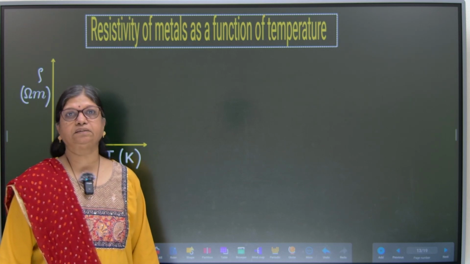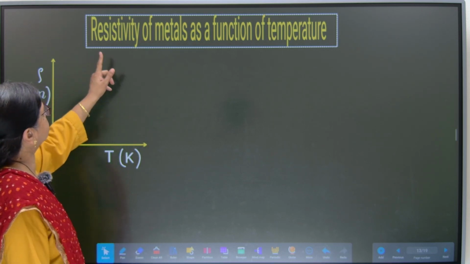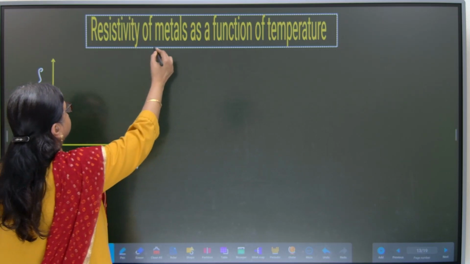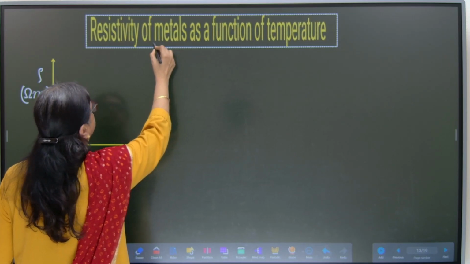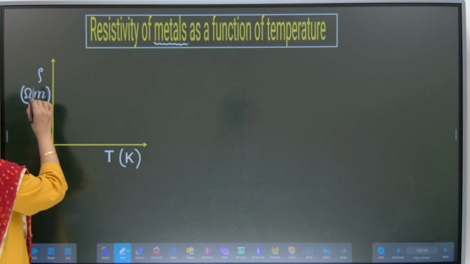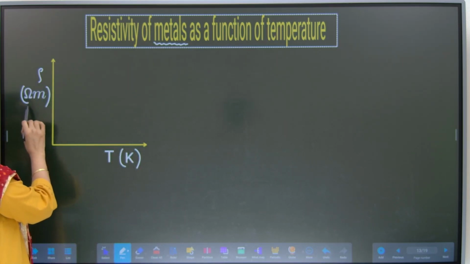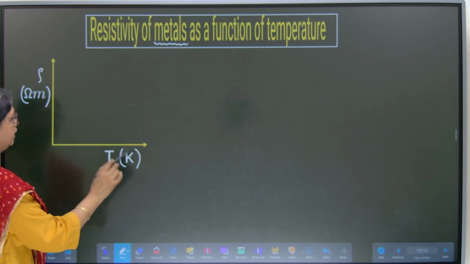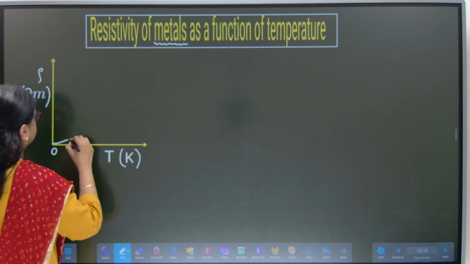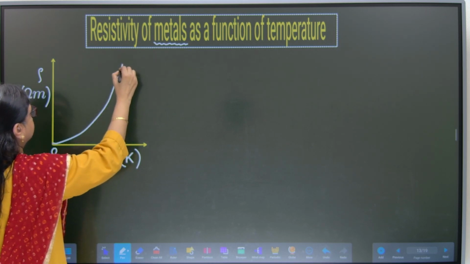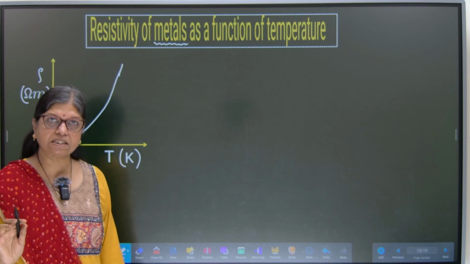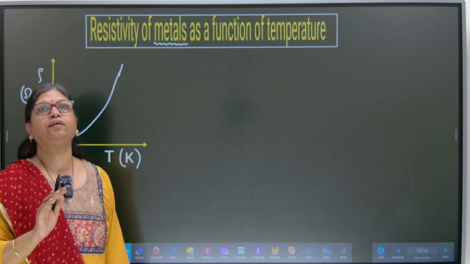In this page, let us discuss the resistivity of metals as a function of temperature. So we are right now talking about the metals. Fine? Okay. So let us plot a graph between resistivity, unit ohm meter, and temperature, unit Kelvin. So when we draw a graph, it is a curve but an increasing curve which shows us that as the temperature increases, resistivity also increases.